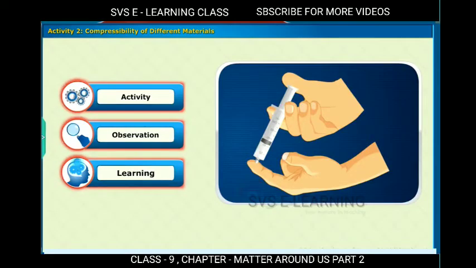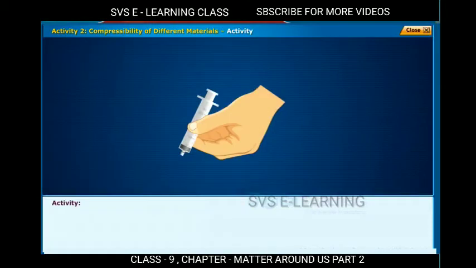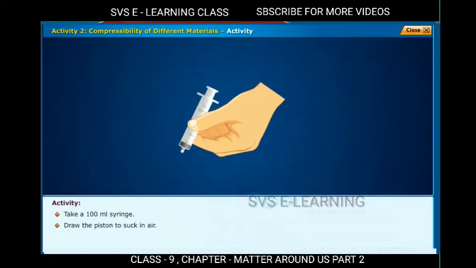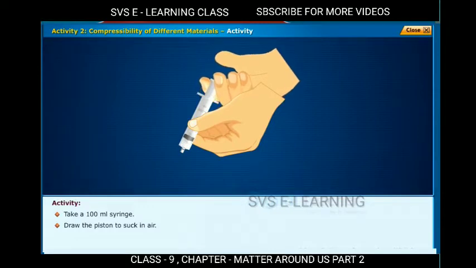Now, let us perform an activity to understand the compressibility of different materials. Click each tab to know more. Take a 100 ml syringe. Draw the piston to suck in air.